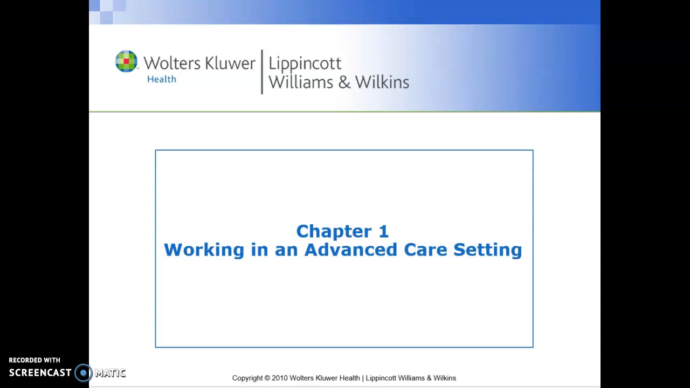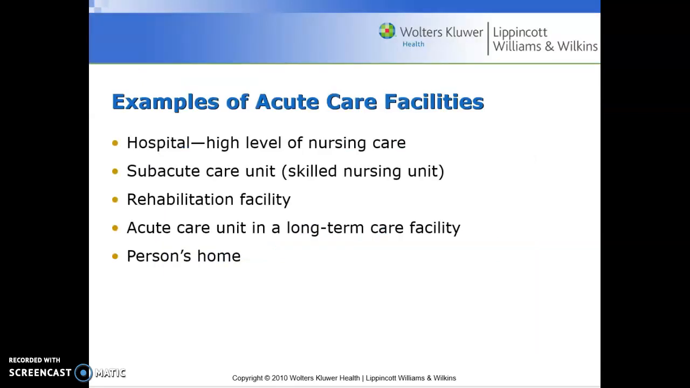Chapter 1, Video 1. Today we're going to talk about working in the advanced care setting. The first thing that you need to know and understand is we have different types of facilities. The first type of facility that we're going to talk about is the acute care facility, versus the long-term care facilities, and the different types of facilities. But we're going to first start with the acute care facilities.